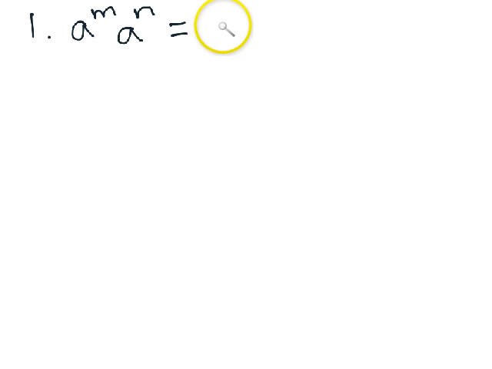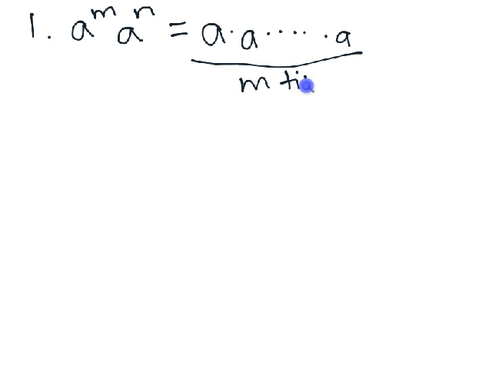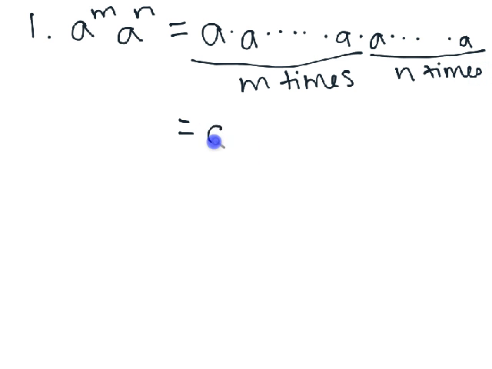then what we need to do here is think about it this way. A to the m power means writing a times itself m times, and we're supposed to multiply by a times itself n times. So altogether we have a times itself m plus n times. So there's the rule. If the bases are the same, we add the exponents.